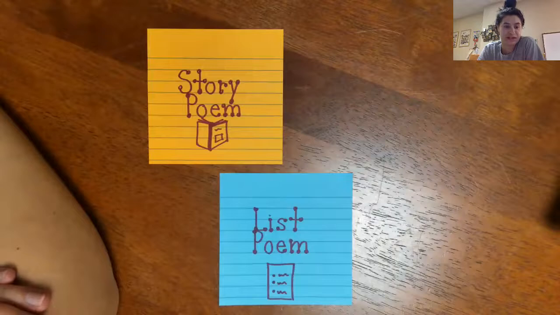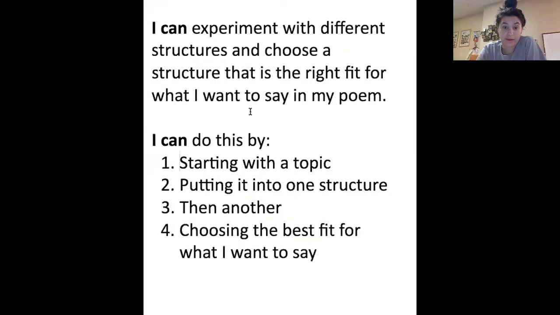Before we do that, let's take a look at the steps I'm going to take in order to turn this poem into a list poem. So remember, we're experimenting with different structures, right? The way I do this is I start with a topic. The topic I picked was my toy box, okay? Before I wrote this poem, I said, all right, I'm writing about my toy box. Now the second step is to put it into one structure. The first structure I picked is a story poem. Take a look at my story poem, if you don't remember it.